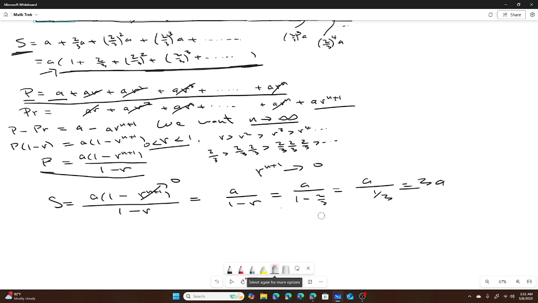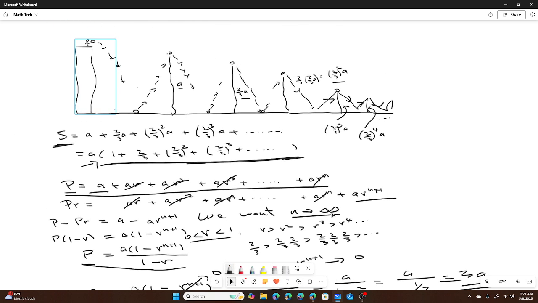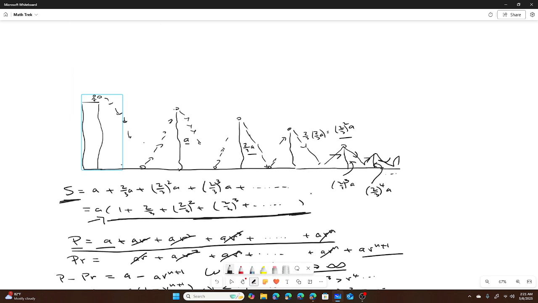So this is the result that we have. That means that in our original problem, suppose that a is 10. If we sum all of the lengths here, it's going to be 3a, which is 30. If a is 20, then 3a is going to be 60. Okay, so, yeah, hope you guys like this problem.